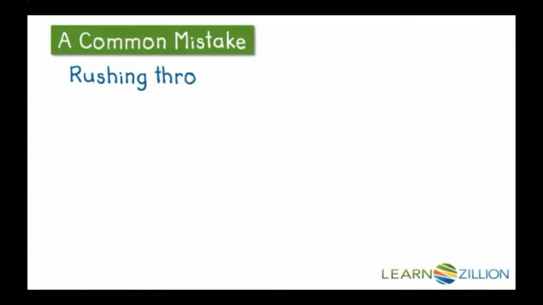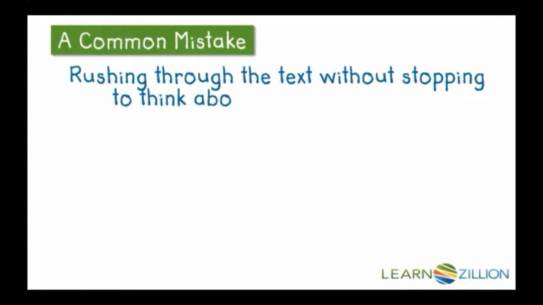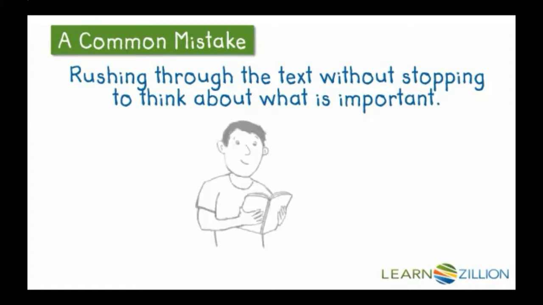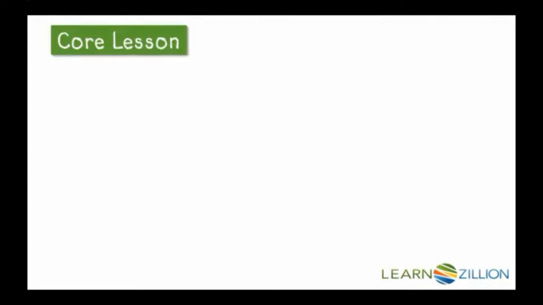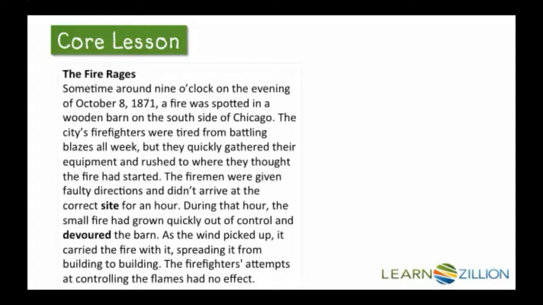A common mistake students make when reading is rushing through the text without stopping to think about what the text is mostly about, or what is most important in the text. So in this lesson, we're going to read each sentence and paraphrase what we're reading and look at all of our notes all together to find the main idea. So I'm reading the first sentence of the paragraph.